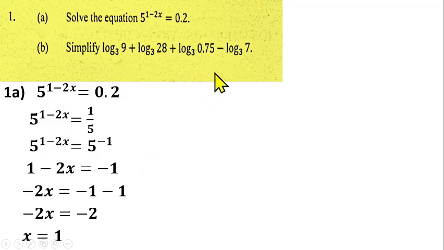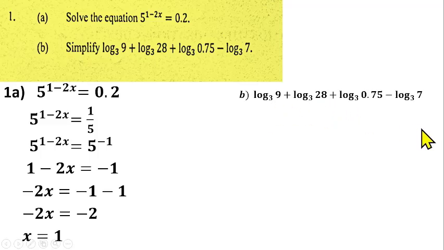Then question number 1B is from the logarithm. You have to simplify log 9 base 3 plus log 28 base 3 plus log 0.75 base 3 minus log 7 base 3. Of course this, like I said earlier, is from the logarithm, and in this case we have to solve this logarithmic expression using the laws of logarithm. If you understand this statement very well, you understand that this can be solved step by step. You can apply the law of logarithm since they all have the same base.